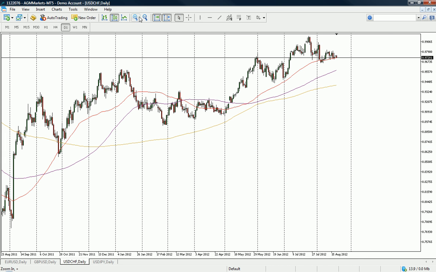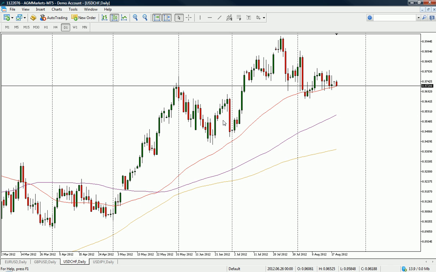Let's move to dollar Swiss. In terms of dollar Swiss, as we've been speaking about for the last few months, the euro dollar chart and dollar Swiss chart have been doing the complete opposite thing. Pretty much a mirror image.